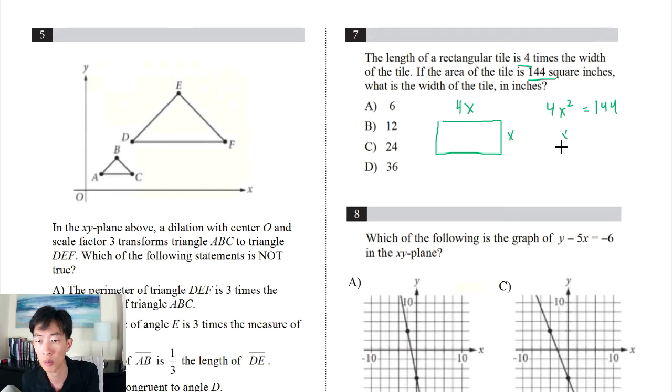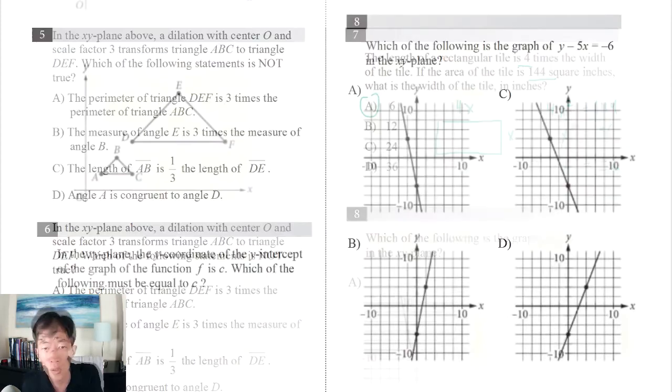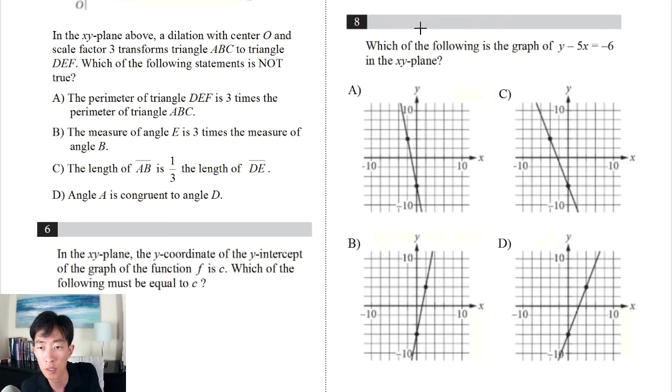Divide by 4 on both sides, you get x squared equals 36, and then square root both sides, you're going to get plus or minus 6. And that's going to be x, which is the width, and so the answer is obviously the positive value, or A.